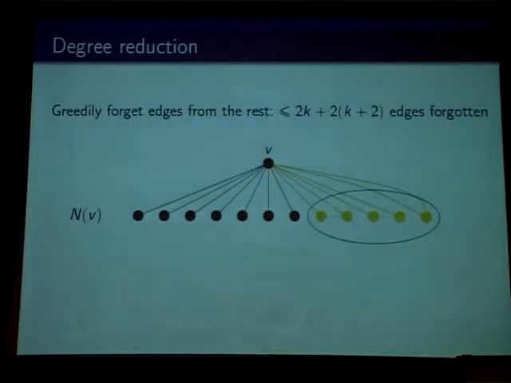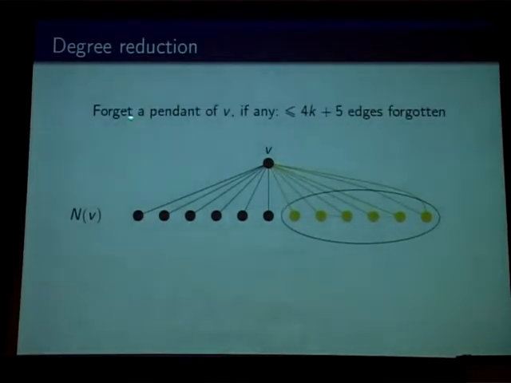Now, we greedily forget edges from the rest of the neighborhood. If there is an edge between two neighbors, we forget both of the endpoints. Observe that we have forgotten at most 2 times k plus 2 vertices here. Why is it so? Because otherwise, we would create here, in a greedy way, a matching of size at least k plus 3. So we would be able to reduce vertex v by this previous reduction. At the end, we forget a pendant of v, if there is any. We can always reduce the number of pendants of any vertex to at most 1, because 2 pendants for path with 1 vertex deletion work just like 1 pendant.